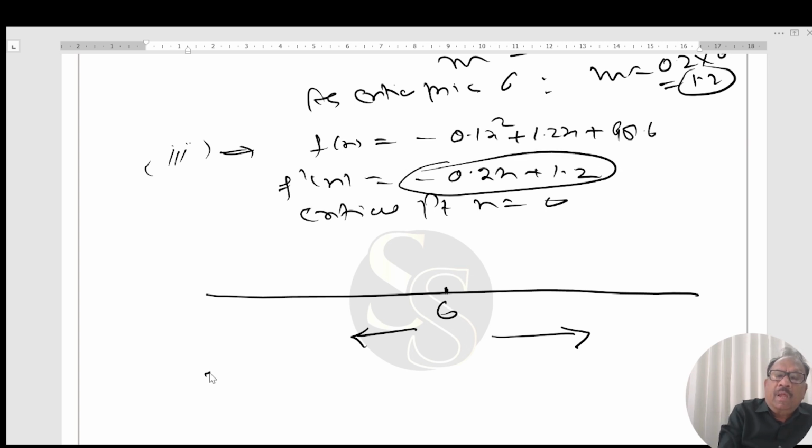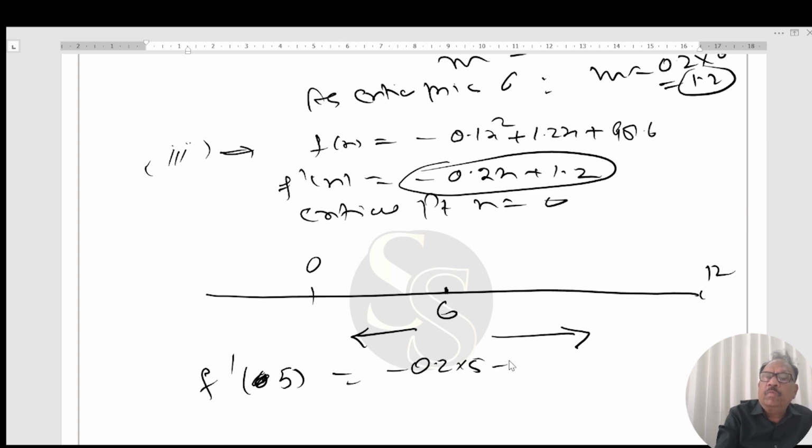Now, f dash 5. f dash 5 is on this side. The interval is given as 0 to 12, right? f dash 5: putting in, minus 0.2 into 5 plus 1.2, that is minus 1.0 plus 1.2, so that is greater than 0. So in this interval it is increasing.